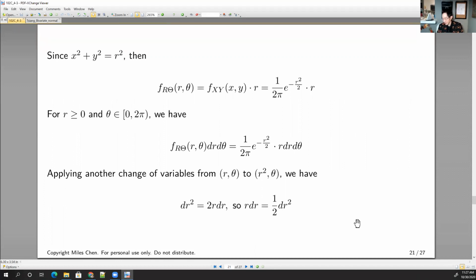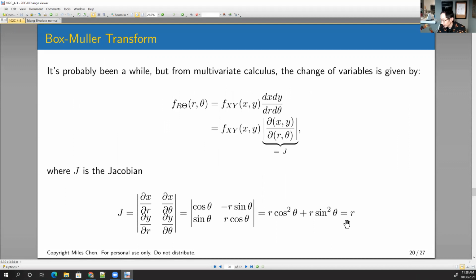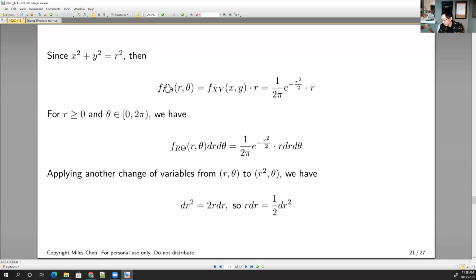Okay, so now what we had here, right? We said f of r theta is going to be f of xy times this thing, and we went through all of this. This dx dy over dr d theta becomes r. Okay, so f of r theta becomes f of xy times r, because this used to be dx dy over dr d theta, and we went through the work and we said dx dy over dr d theta is equal to r.